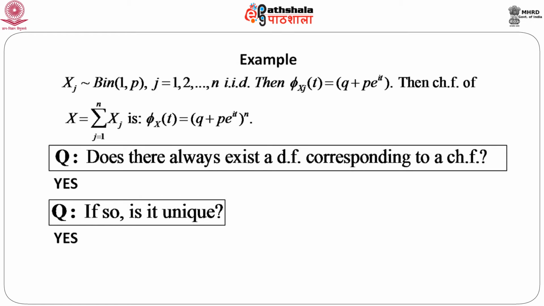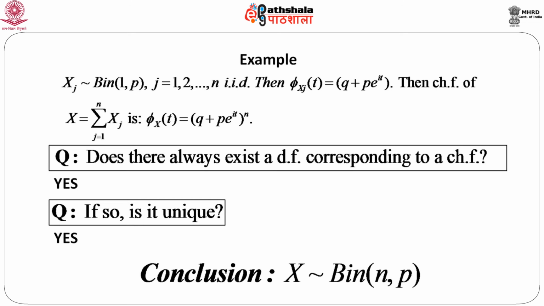So, immediately we can say that there exists a distribution function for which (q plus p e to the power i t) whole to the power n is a characteristic function, and this characteristic function determines that particular distribution uniquely. And since we already know that this is the characteristic function of a binomial random variable with parameters n and p, we can immediately identify the distribution as the binomial random variable with parameters n and p. So, the conclusion is very positive: we can identify a distribution through its characteristic function in a unique way.